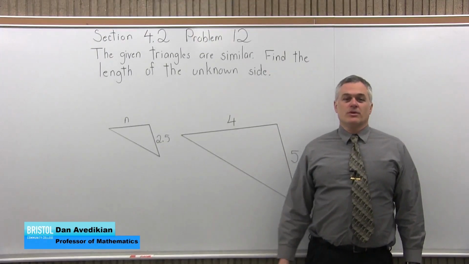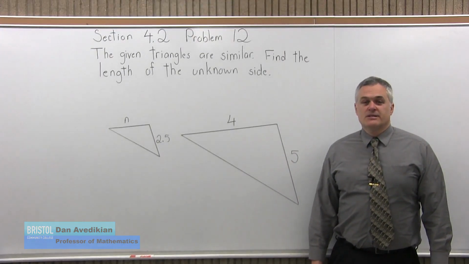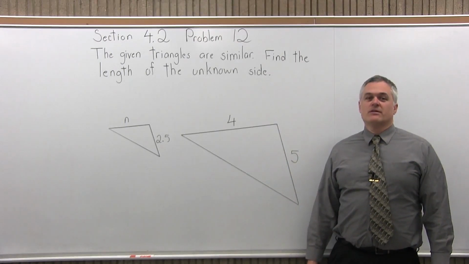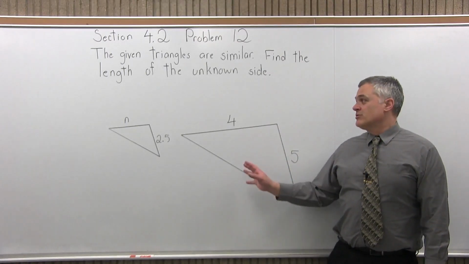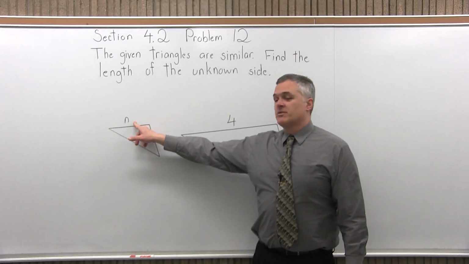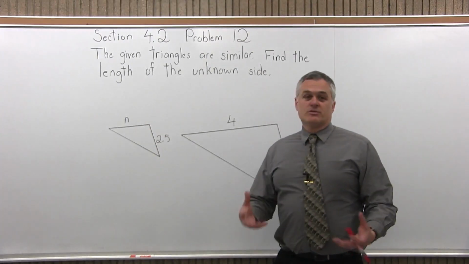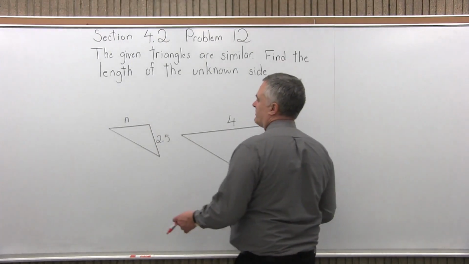This is Section 4.2, Problem 12. It says the given triangles are similar. Find the length of the unknown side. So, two triangles, the unknown side here is the top of the left-hand triangle. So what we do is we set up a proportion, solve for the unknown.